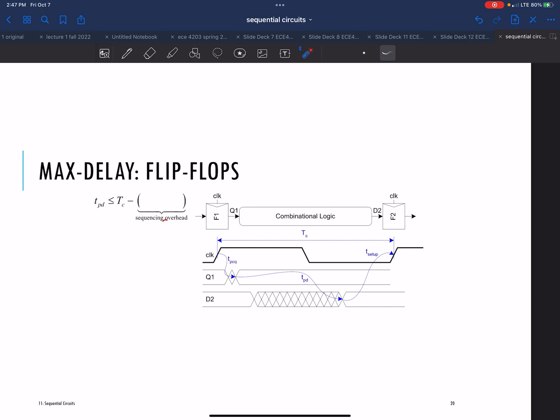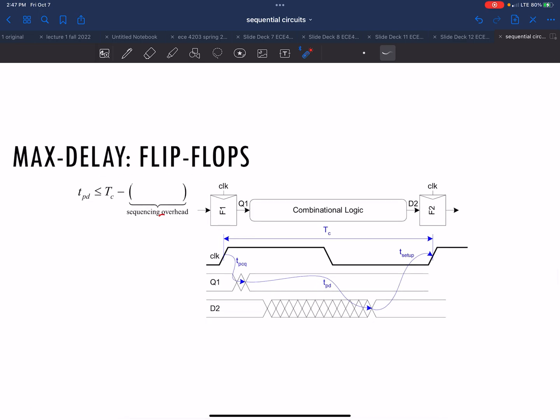Let's get back to flip-flops. All right, guys. So again, all this timing is eating into your clock period. This sequencing overhead is eating into your clock period.